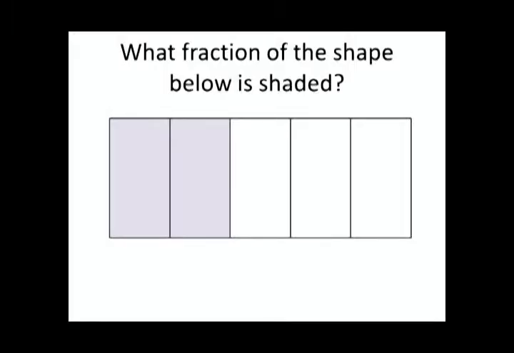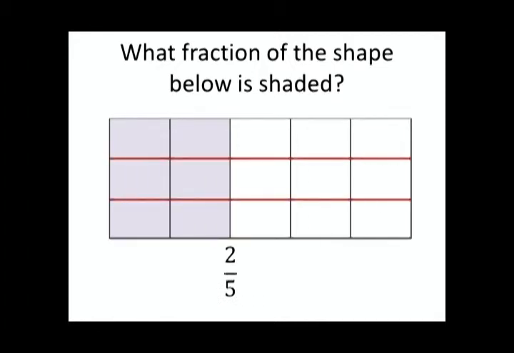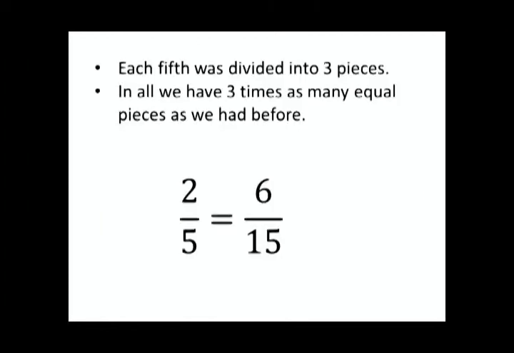What fraction of the shape below is shaded? 2/5. What fraction is now shaded? 6/15. Each fifth was divided into 3 pieces. In all, we have 3 times as many equal pieces as we had before. 2/5 is equal to 6/15.